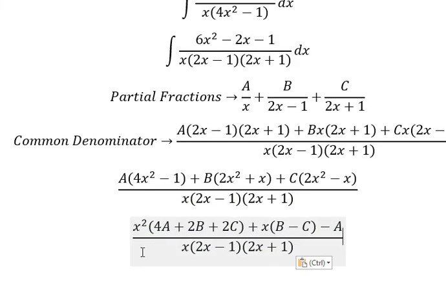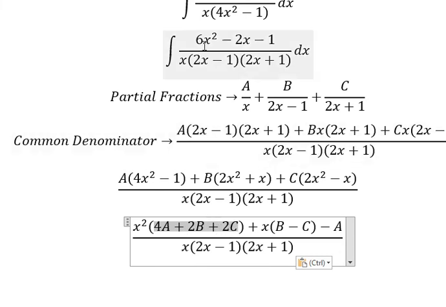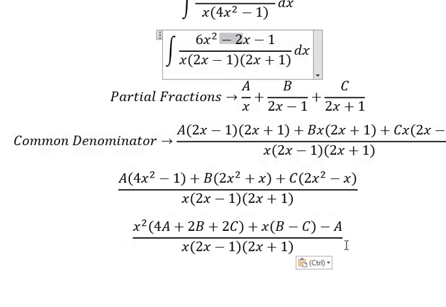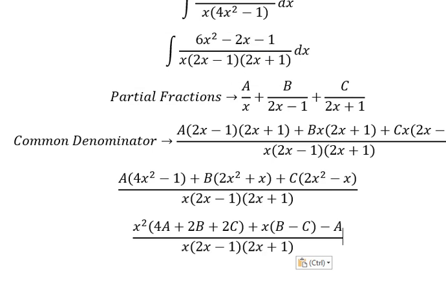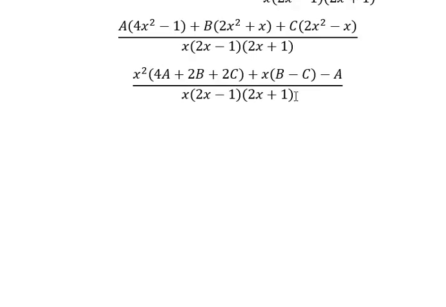So we compare coefficients. Next to x squared we have number 6, and number 6 is the coefficient of x squared. So 4a plus 2b plus 2c equals 6, b minus c equals negative 2, and negative a equals negative 1. And now we create the system of equations.